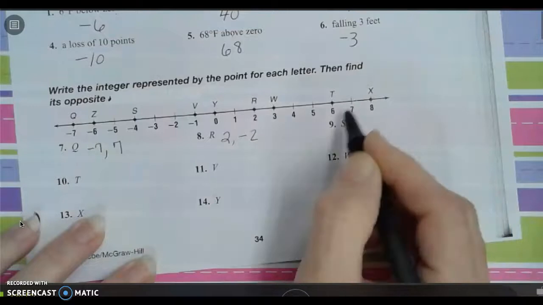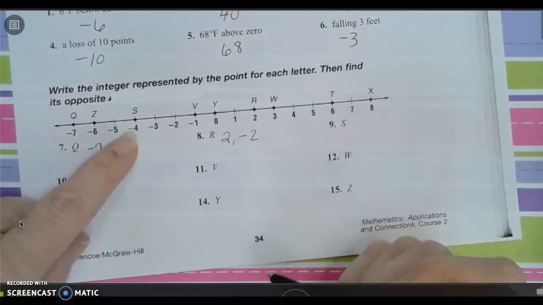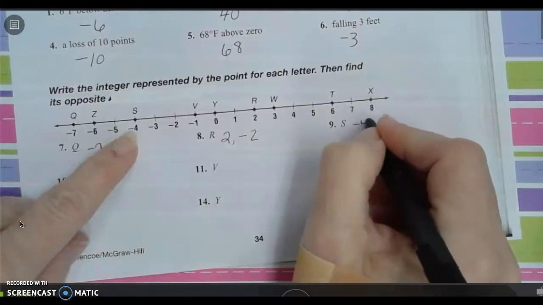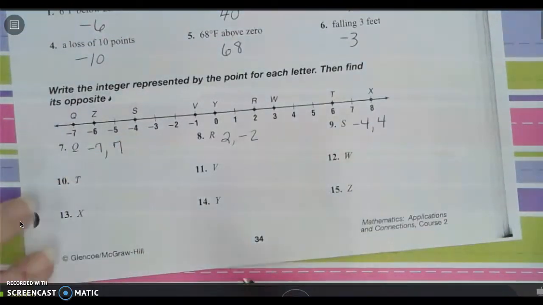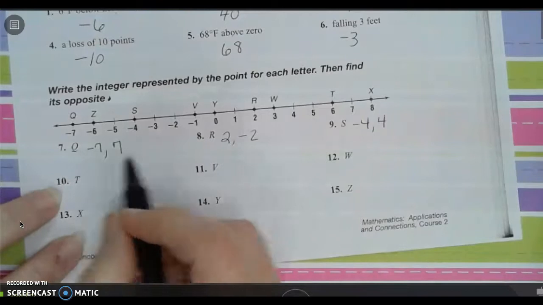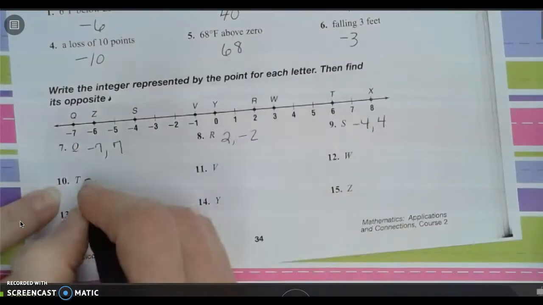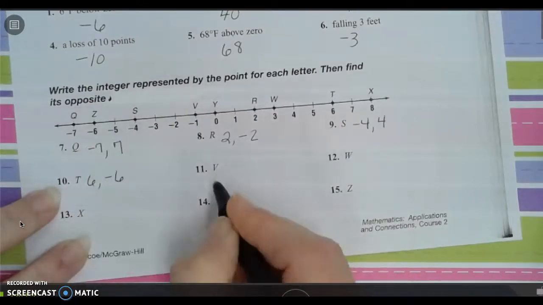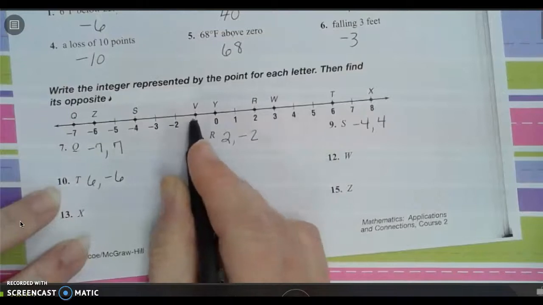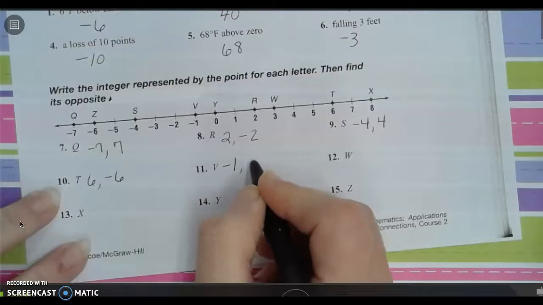So now find S. S is at negative 4, and the opposite would be positive 4. Again, we don't have to put a plus 4 because if it's just a 4, it's understood to be positive. T, if you find T, T is over here at positive 6. So T is 6, and the opposite would be negative 6. V is at negative 1. So the opposite of negative 1 is positive 1.